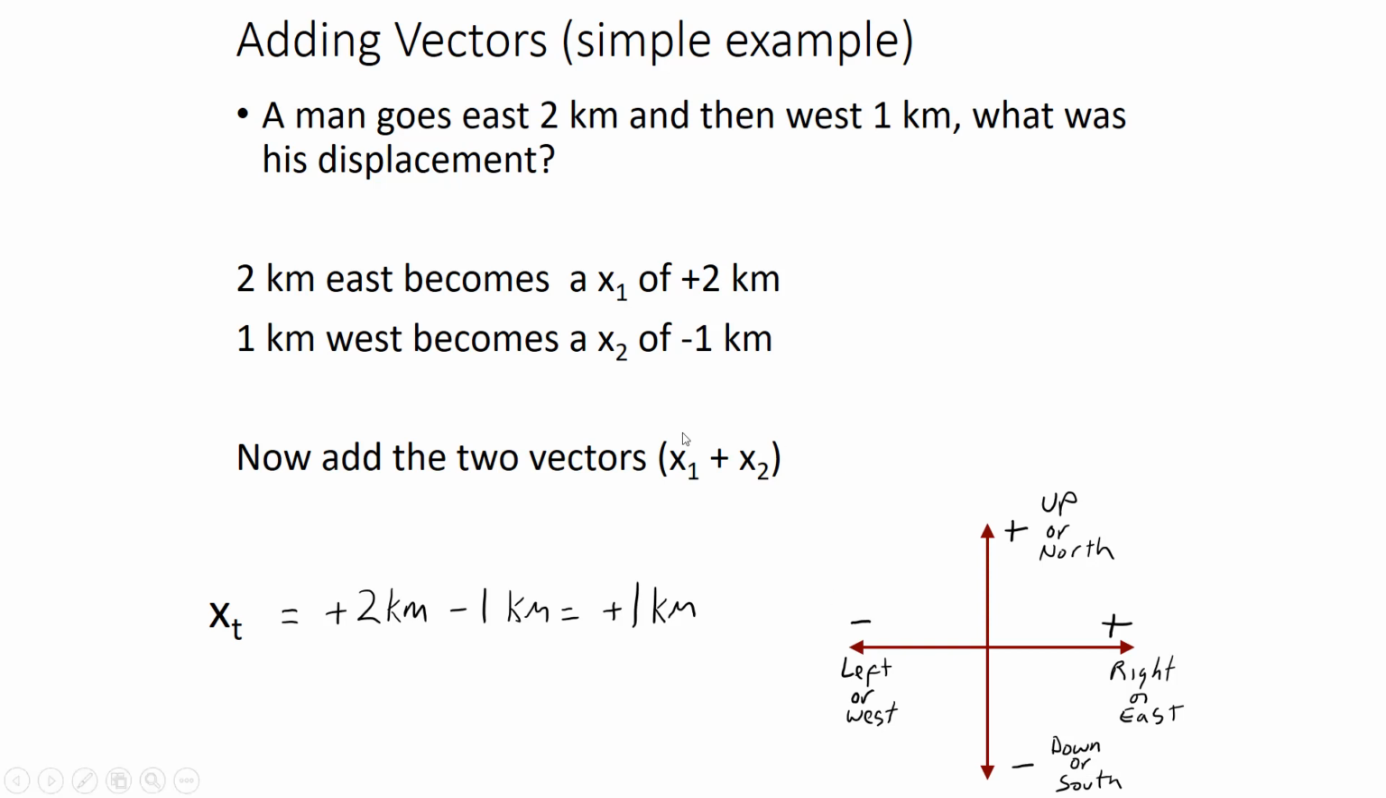And we go ahead and add them. When we add them, this will end up being what happens. And you're going to get a positive 1 kilometer. But positive might mean something to one person and something else to someone else.